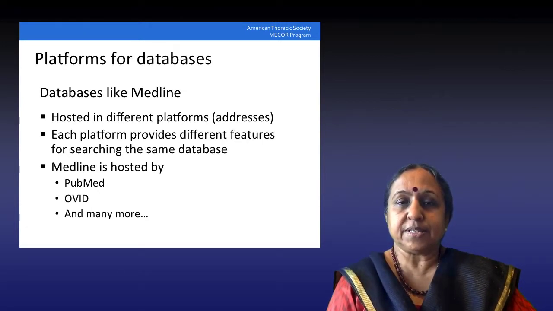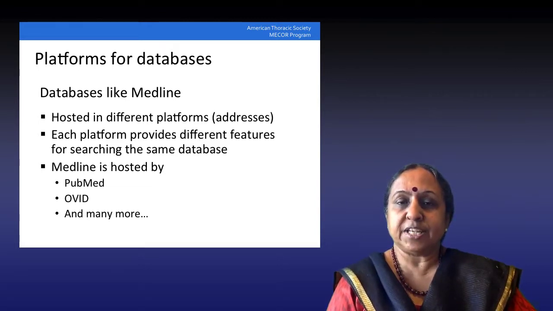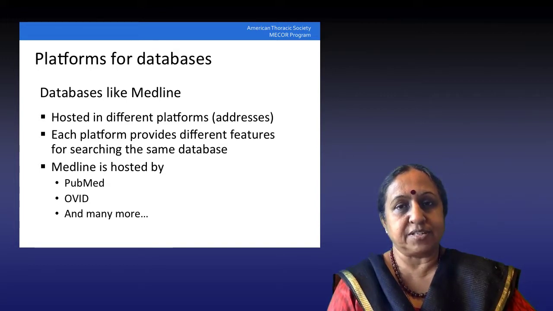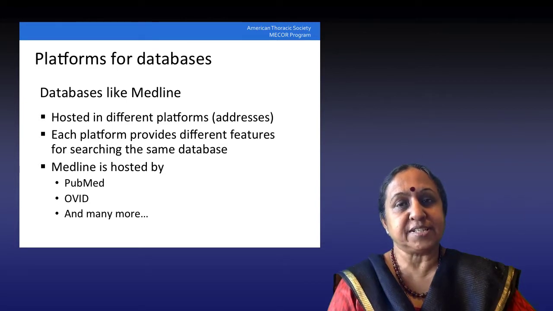The same database could be hosted on several different platforms, which means the data in them is the same, but the way you search, the way you get your results, the way you can manipulate your results could be different. You have databases like Medline, which are hosted on several different platforms, that is, the www would be different in each case. Each platform provides different features for searching the same database, not just searching, even how you store the output or the results. Some of them give you more options than the others.